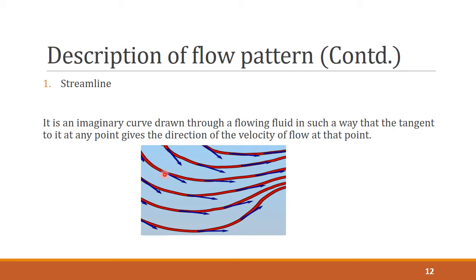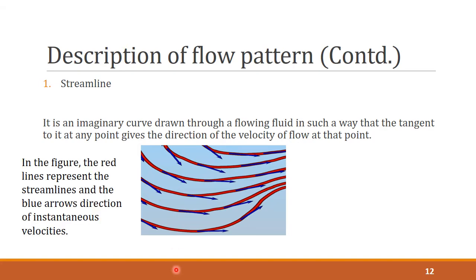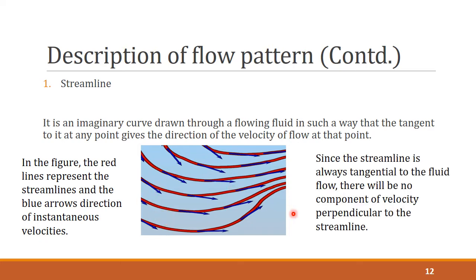Basically, a streamline is the direction in which the flow is taking place, because we are getting a streamline by connecting the tangents to the direction of velocity at all the points. So basically, a fluid flows along a streamline. These red lines are your streamlines. Here in the figure, the red lines represent the streamline and the blue arrows are the direction of the instantaneous velocities.